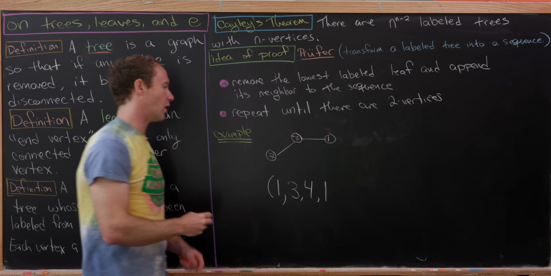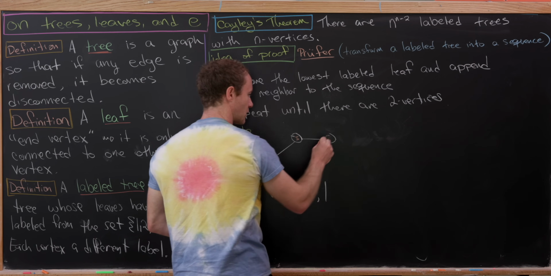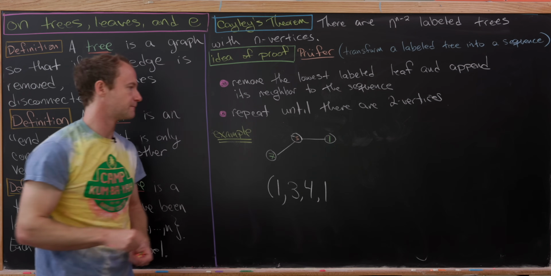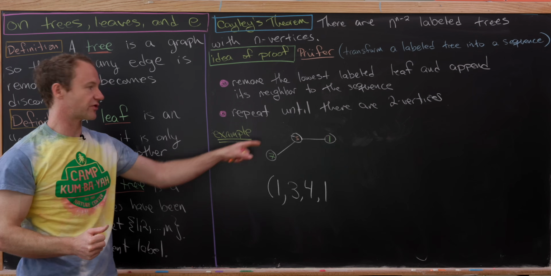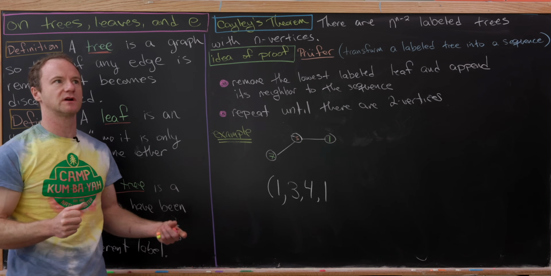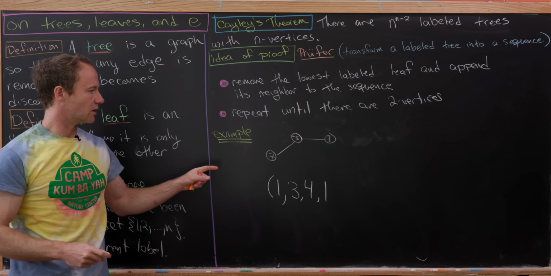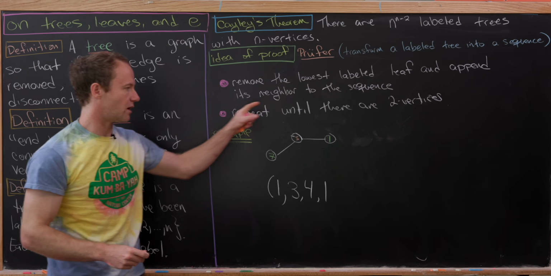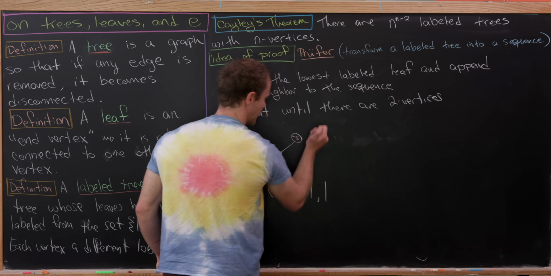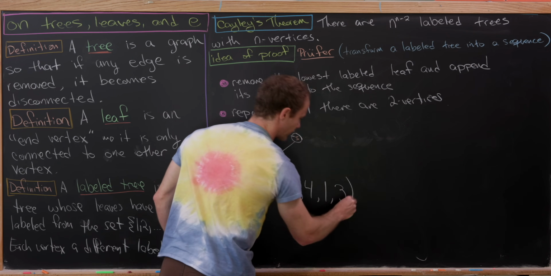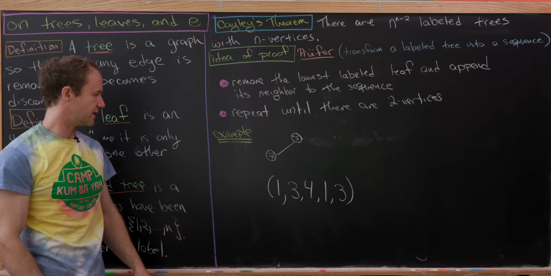Its neighbor is 1. Oh, but 1 is a leaf now, so let's erase this orange and put a green in there. And then we only have one step left because now we've got 3 vertices. We know the next step will give us 2 vertices, which is our ending condition. So our smallest labeled vertex is 1 in this case, so we're going to remove that 1 and then add a 3 onto our sequence because that's the neighbor of 1.